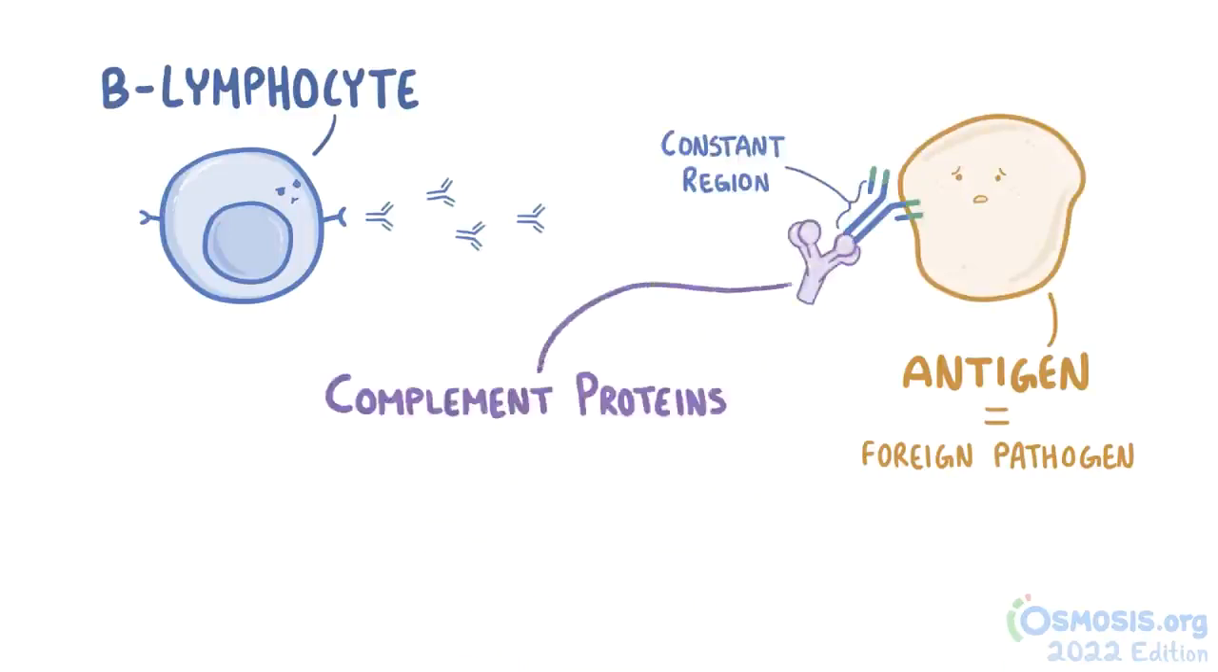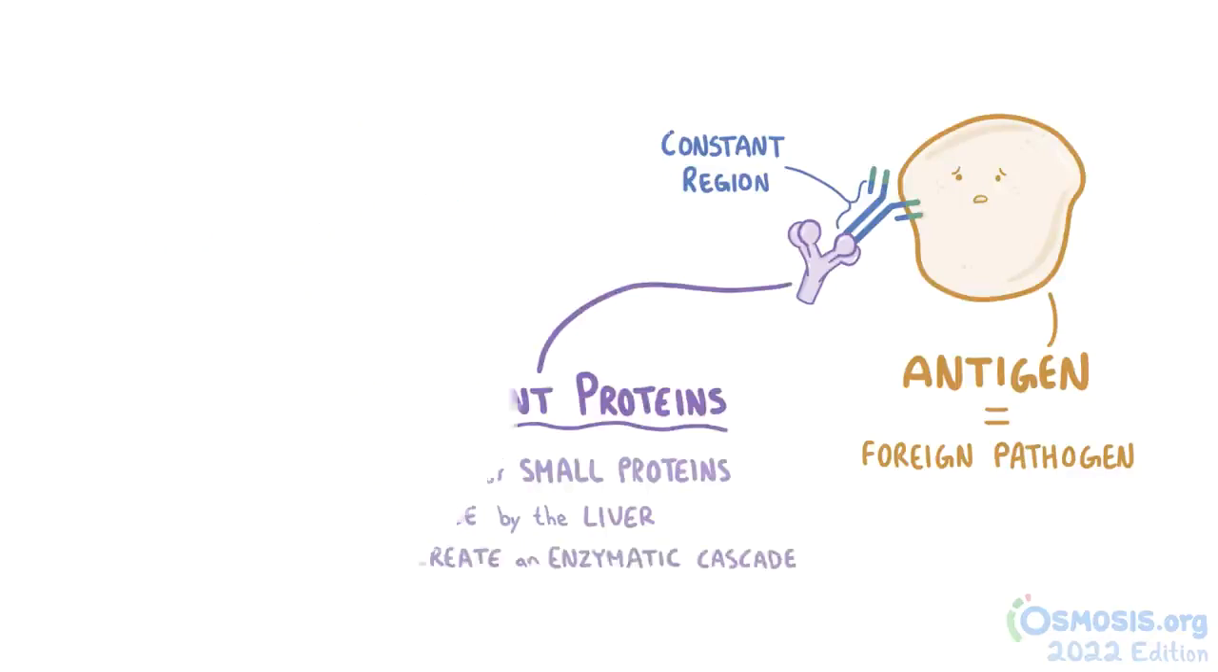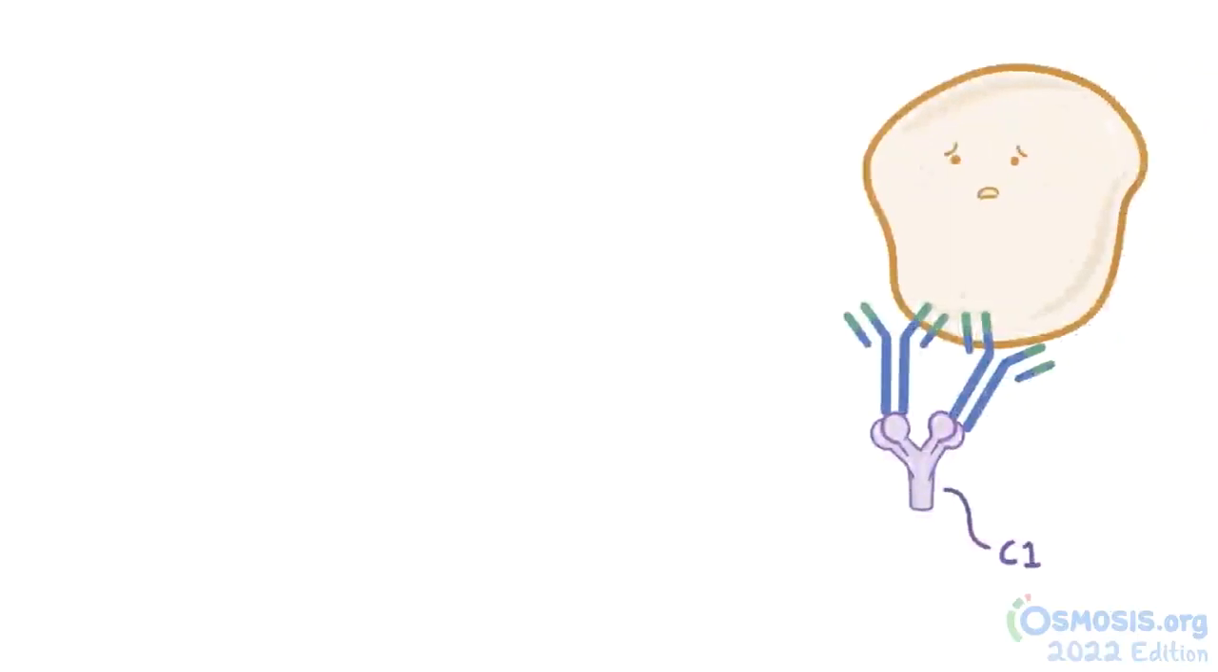These complement proteins are a group of small proteins made by the liver that work together. One complement protein cuts or cleaves the next one, which activates it and creates an enzymatic cascade. This process gets started with C1, the first of the complement proteins, which binds to the Fc or constant region of two antibodies attached to the pathogen. C1 then cleaves C2 and C4.